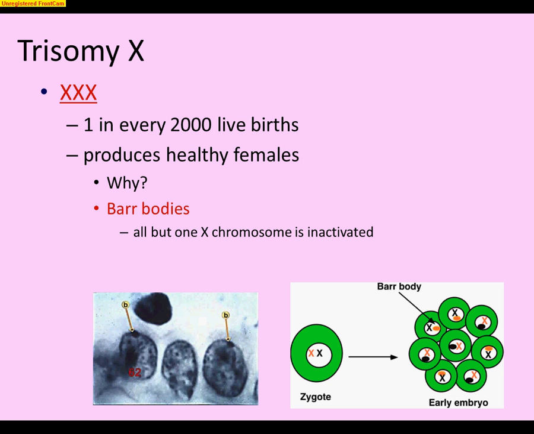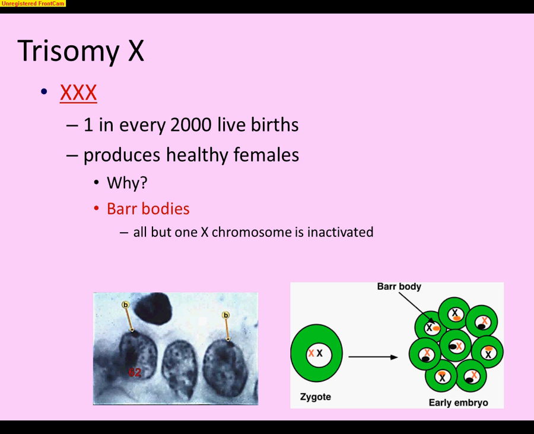The next one I want to talk to you about is Trisomy X. This is having 3 X chromosomes, and it produces healthy females. Nothing phenotypically wrong here. And the reason why is something called a Barr body. Early on in the development of a zygote, one of the X chromosomes becomes inactive. And in this case, 2 of them will become inactive. So you kind of get a range of different X's that are expressed.